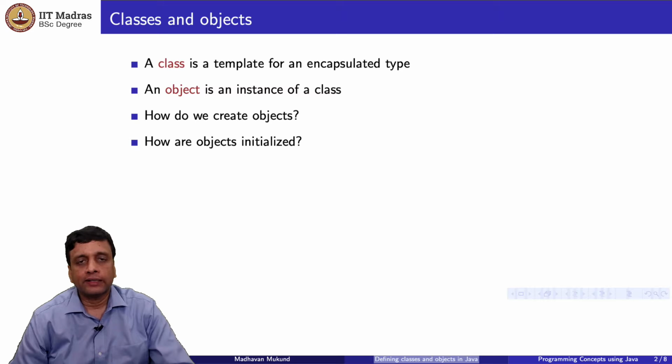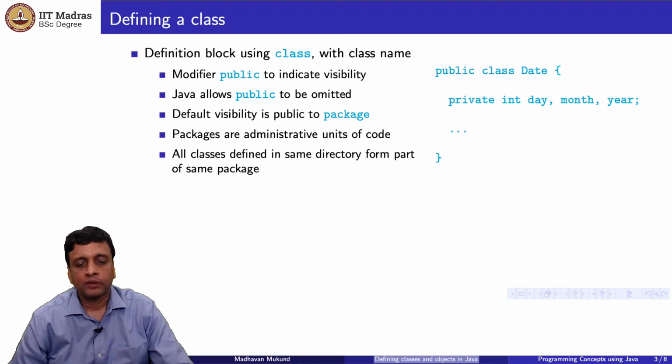Remember that a class is a template, right? A class encapsulates a data type, the values that are stored in the data type and the functions that manipulate it. An object is an instance of the class. So how do we define classes? How do we create objects? And when we create an object, what happens to the values inside the object? How are they initialized? That's what we want to discuss.